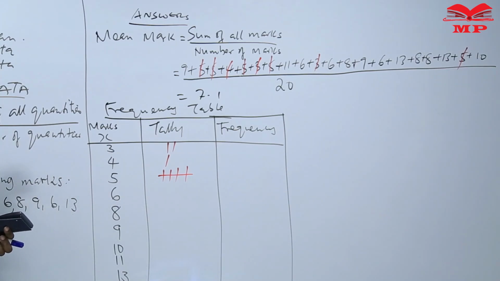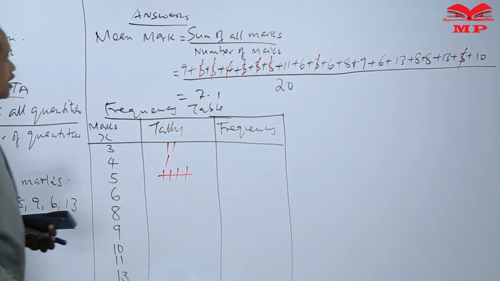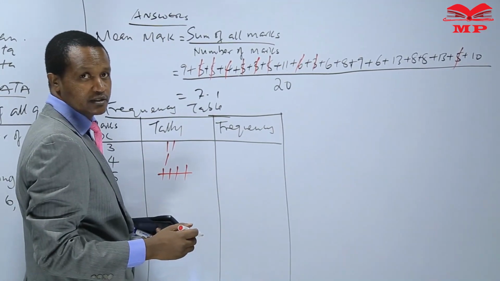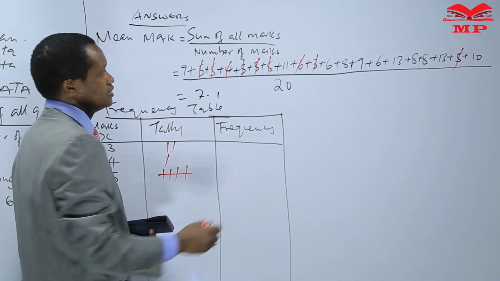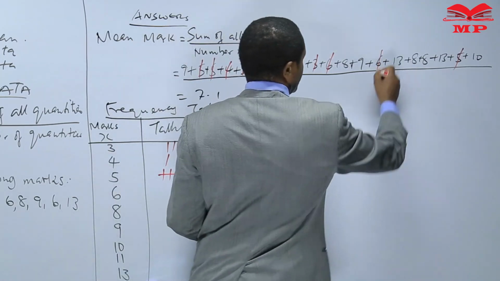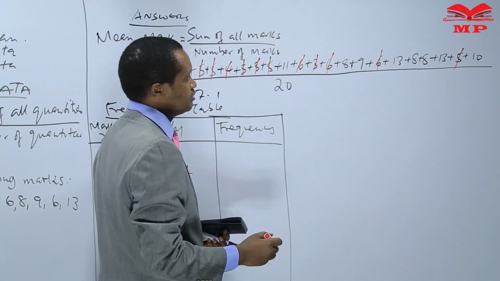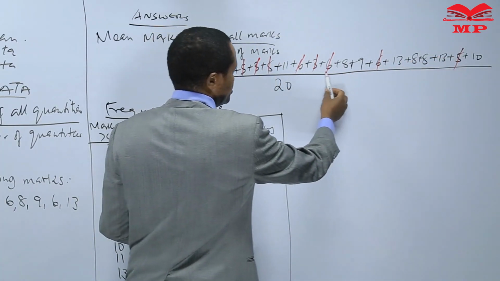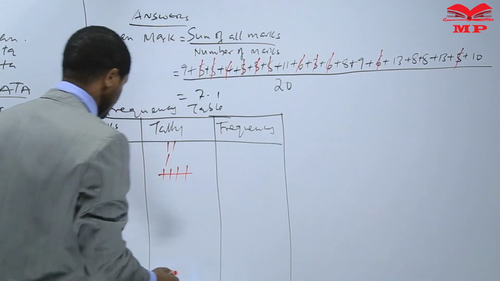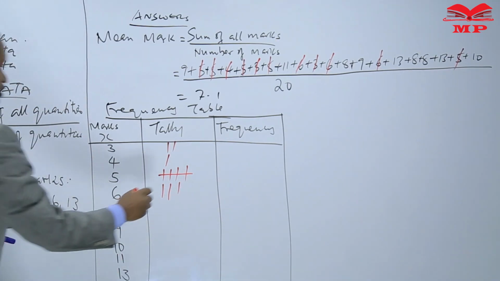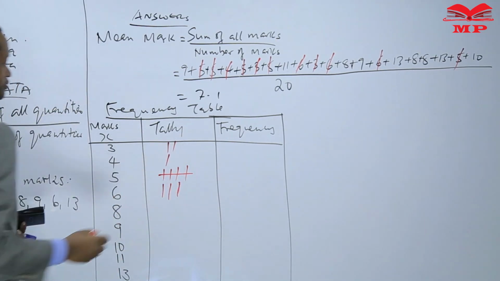Correct. 5. Then how about 6? Learners, are you following? Do you have a number 6 appearing here? It is only appearing 1, 2, 3 times. So we come here and tally 1, 2, 3.